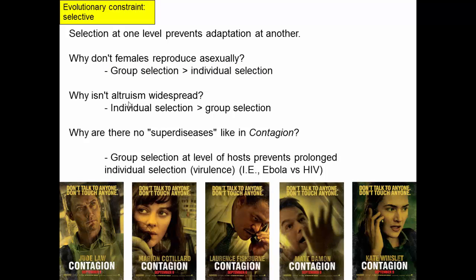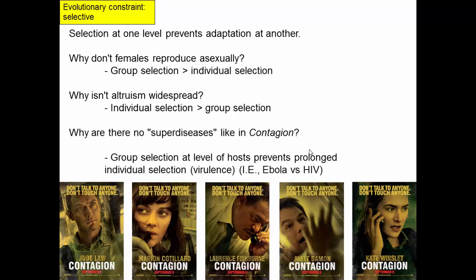When we thought about why altruism isn't widespread, it was actually the converse, where selection on individuals that are selfish causes them to do better in those populations. So that actually beats out group level selection, because it's essentially impossible for groups to all be altruistic and cooperative without selfish individuals invading and doing better and thereby undermining the group. Another example of a selective constraint is why there aren't really any super diseases. Here's a movie called Contagion. In this movie, there's a disease that kills people very quickly and spreads all over the world, but we don't really see that.